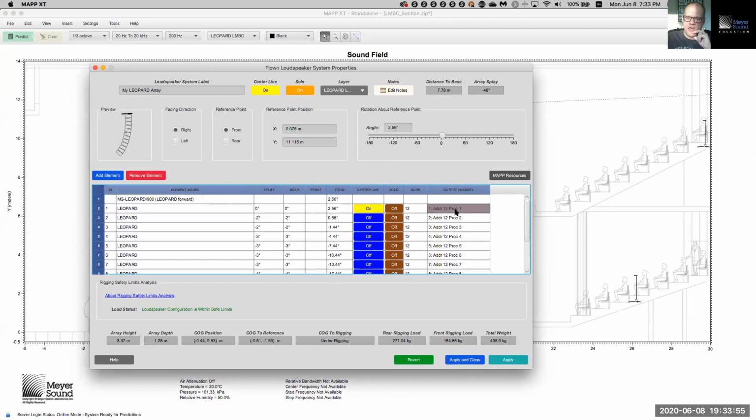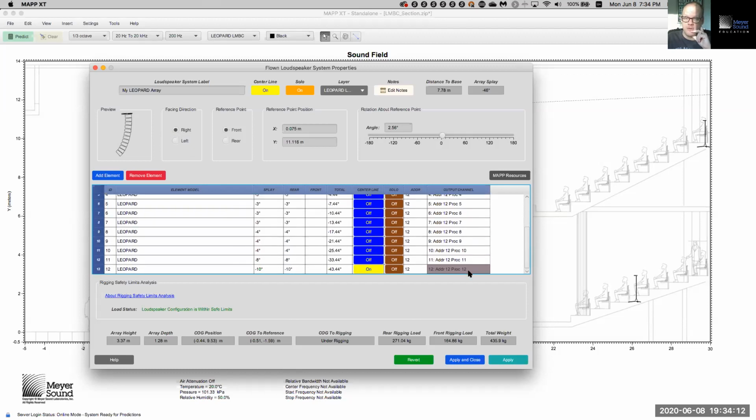But other than that, Leopard number 1, the top of the array, has been connected to physical output number 1 of that particular Galaxy. The Leopard that lives beneath it has been connected to output number 2, and then 3, and then 4, and then 5, and then 6, all the way to 12. So each loudspeaker is wired individually, top to bottom.